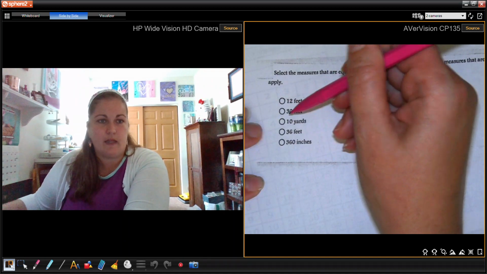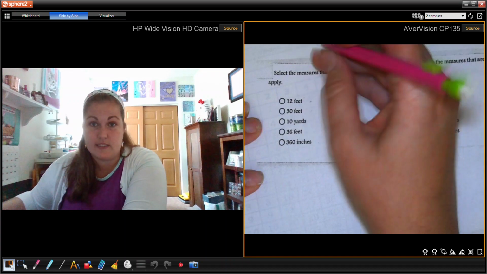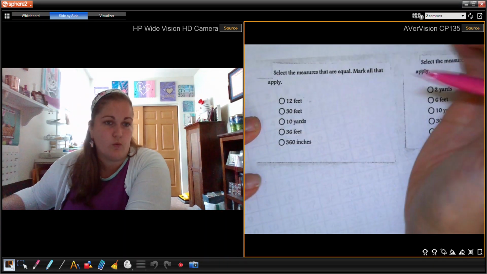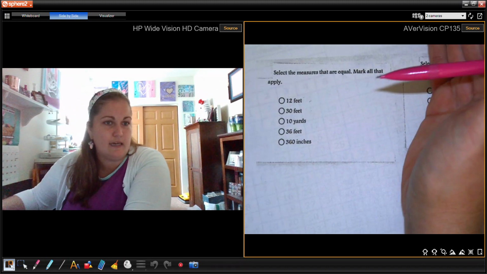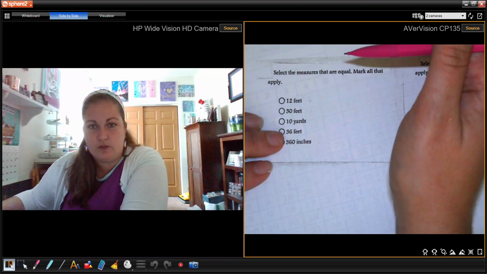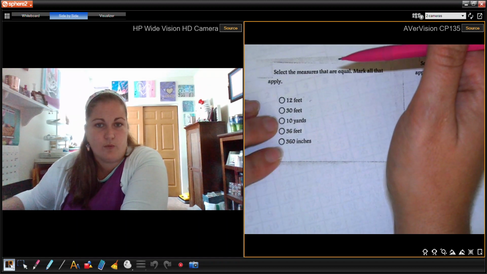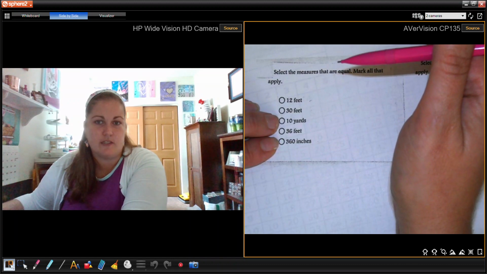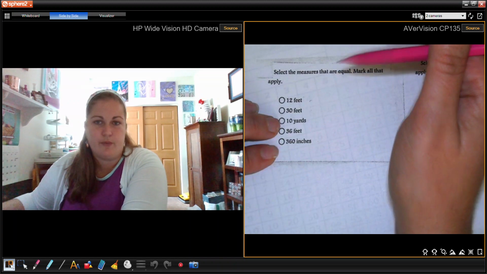So let me spell it out for you in case you don't notice that. If I've got feet, feet, and feet, I can't select more than 1 feet because 12 feet can't be 30 and it can't be 36. Okay, and then luckily you only have one with yards and one with inches. So then that kind of makes it easier. Then I don't have to think about, oh, which one is it going to be?